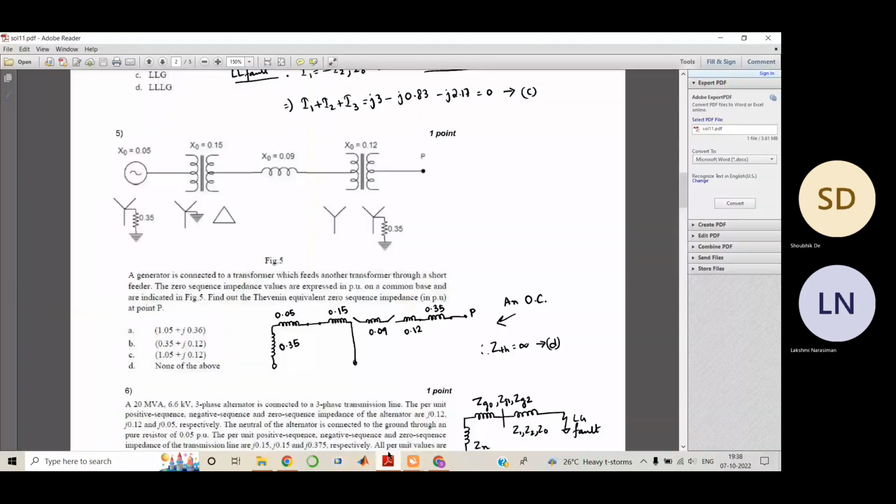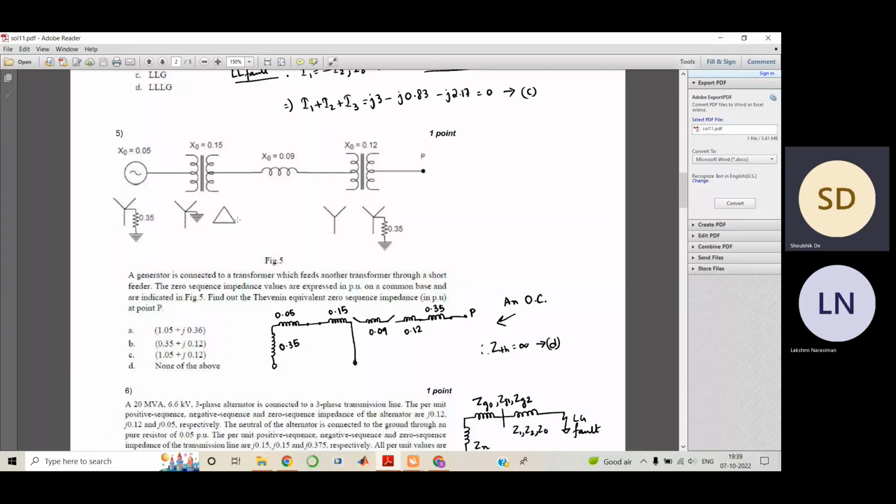So we were discussing question number 5 now. You have this kind of configuration, and they have told us to find the Thevenin equivalent zero sequence impedance of this. So we have to draw the zero sequence impedance diagram. This is 0.35 and this is 0.05, which I've clearly mentioned here. And you have a star connection with solid grounding, so this point is grounded, shorted.